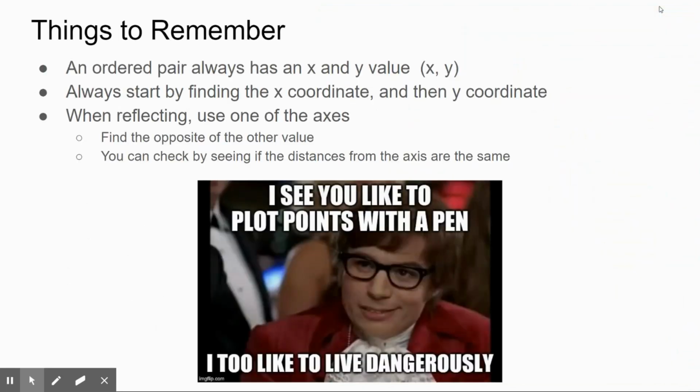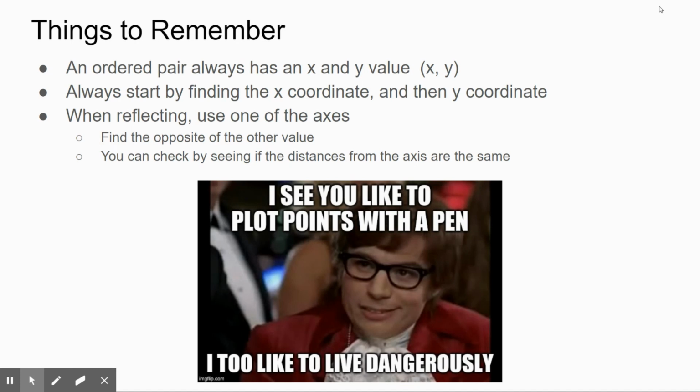So things to remember: an ordered pair always has an x and a y value. We show this by making sure that our x value comes before the y value. We have them in parentheses. We use a comma in between them. When plotting a point, always start by finding where the x-coordinate should be, and then moving either up or down to the y-coordinate, depending on what it is.